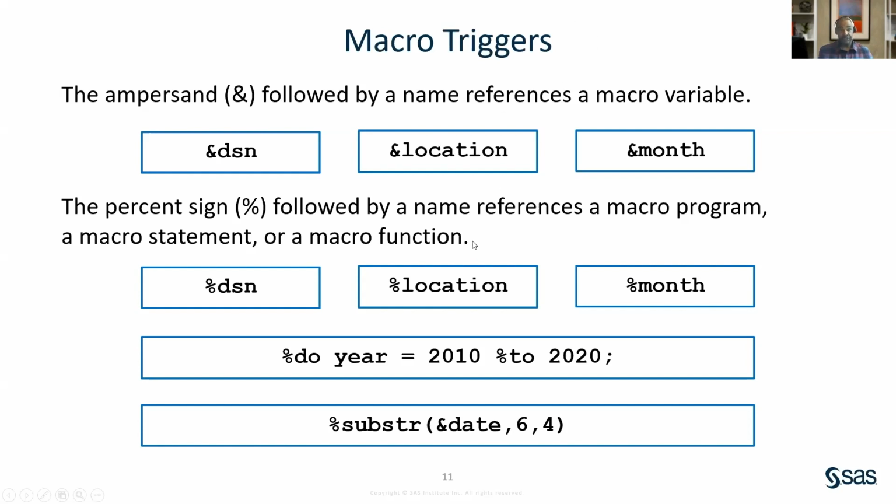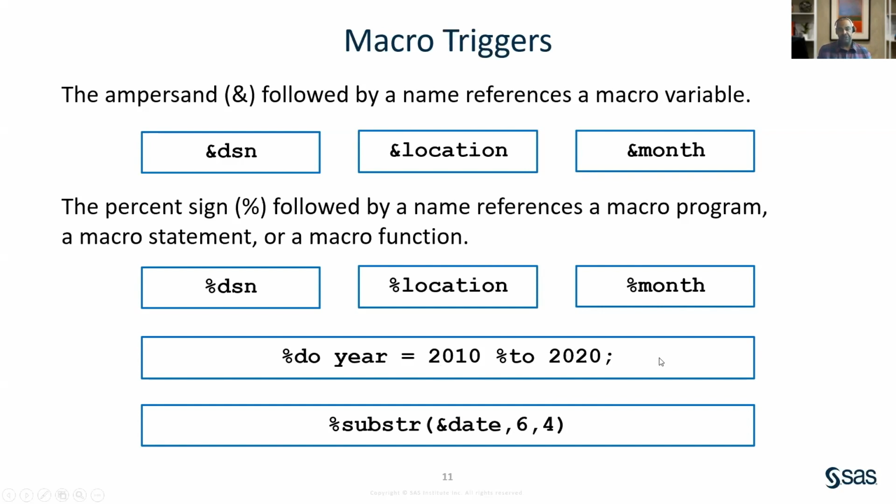Could be a macro function. Some of you have used scan and substring, where there are equivalent versions at the macro level, percent substring, percent scan, percent upcase. There's a percent do loop at the macro level. So there's some code you want to run repetitively. Let's say you have a certain path on your shared drive or your personal drive, and you want to repetitively convert Excel sheets to SAS data sets. That's one of the things you could do. You could process data sources in the same fashion. There are a number of things you can do with a macro do loop.